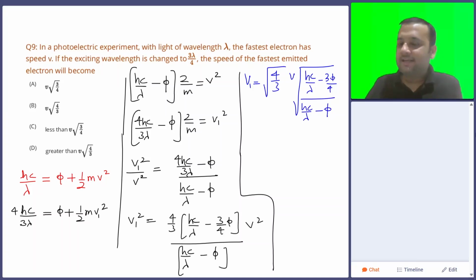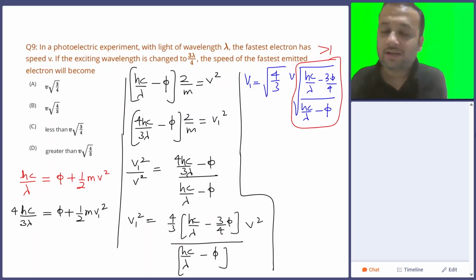I'm so sorry, here the numerator is greater than the denominator, my bad. The numerator is greater than the denominator because this is a lesser quantity. 3 phi by 4 is less than phi. Yes or no? So you are deducting a smaller quantity from hc by lambda in the numerator. So clearly the numerator will be more than the denominator. Hence we can understand that this whole red box will be more than 1.